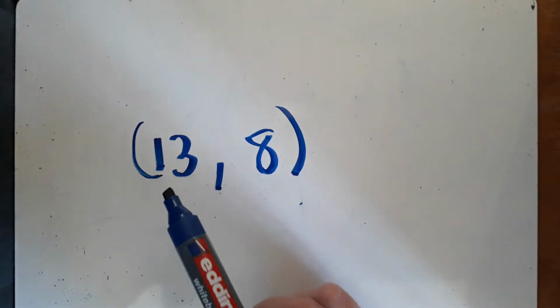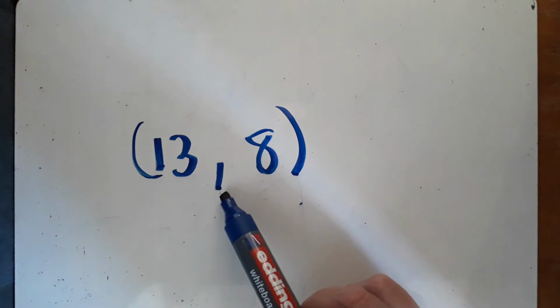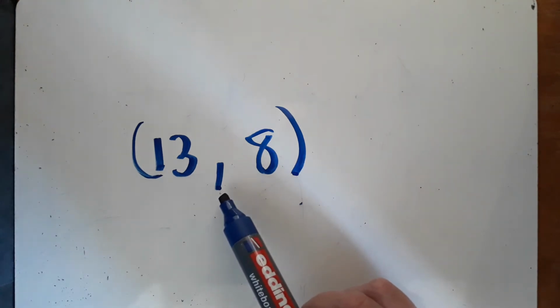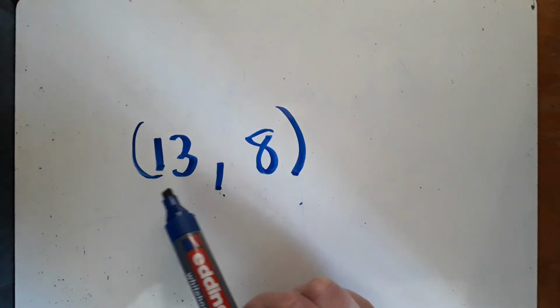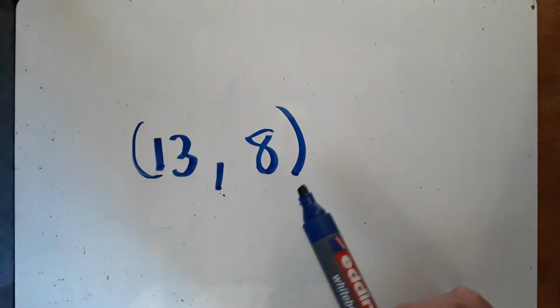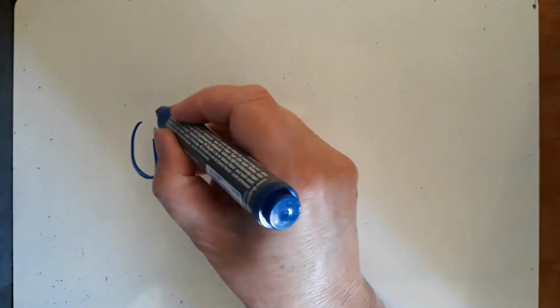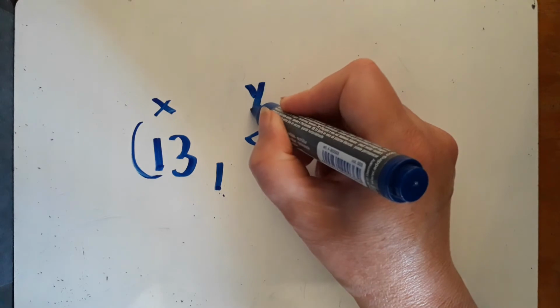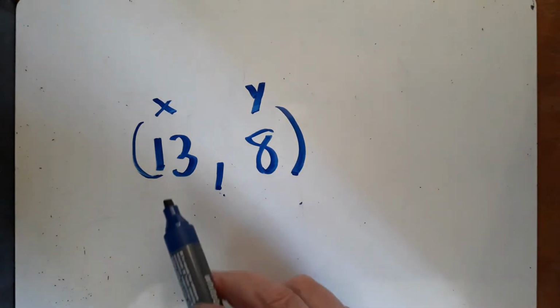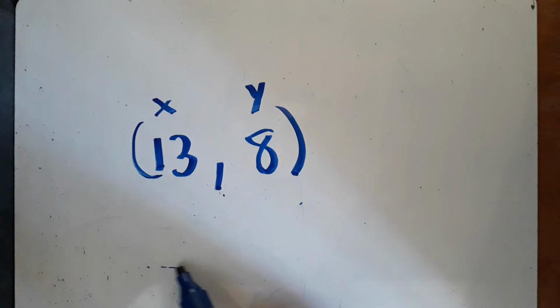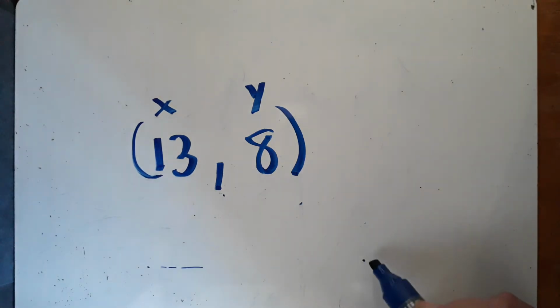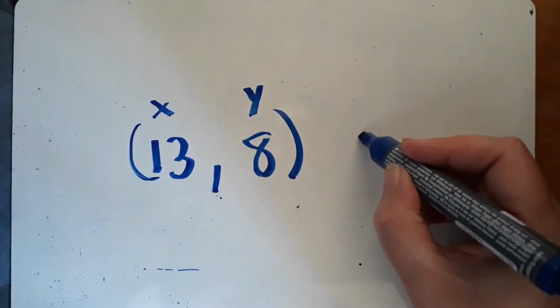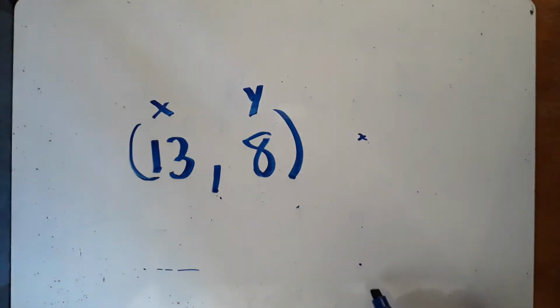So this coordinate is 13. There is a comma to separate the numbers within the bracket as well, so they don't get mixed up. So we've got 13, 8. The 13 is our x-axis and the 8 is our y-axis. So we would go along 13, and then we would go up 8, and that would be our point where we were identifying the coordinate.